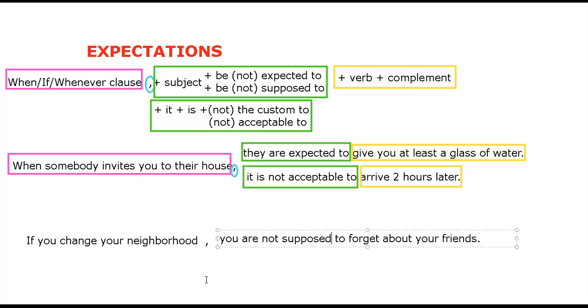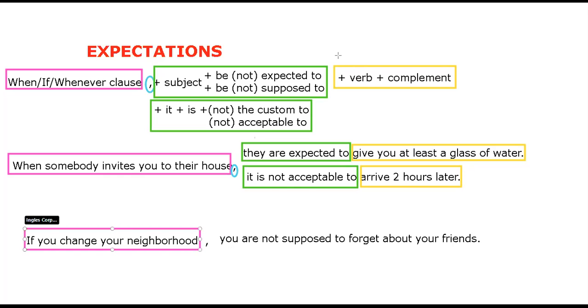Again, we would have, so if you change your neighborhood here, then we have the comma. Don't forget the comma, guys. We need the comma. That's part of the structure. If in the platform, if you don't put that comma, it's probably going to mark it wrong. Okay, so don't forget about the comma. Then you say, teacher, what's the problem? I have it correct, but it's because of that punctuation. So don't forget about that.